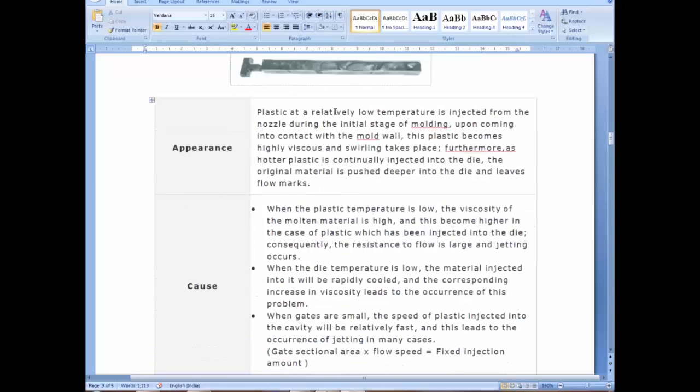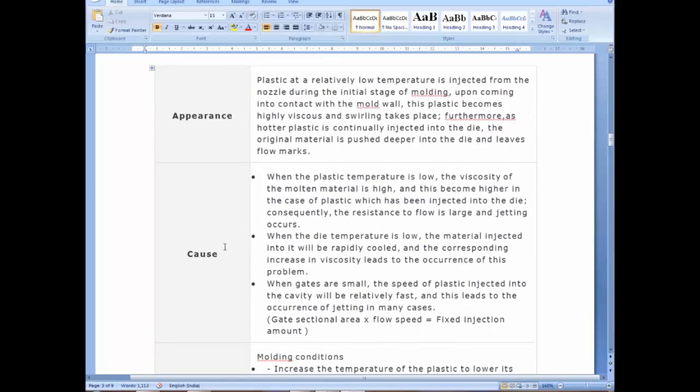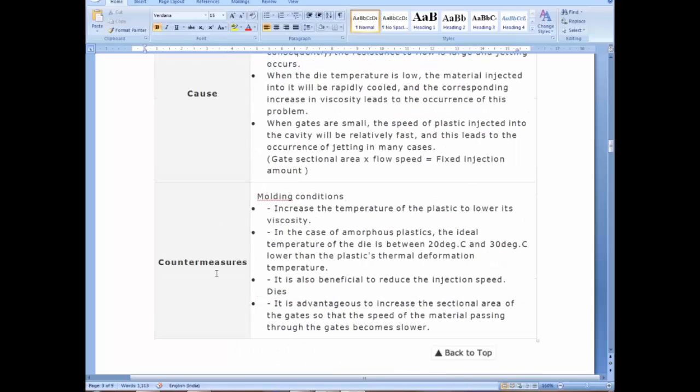You can read these things: appearance, causes, and countermeasures. What measures we should take to avoid these defects. Like in molding, we have to adopt increasing the temperature of the plastic to lower its viscosity. When we increase the temperature, the viscosity will automatically decrease and the fluidity of the plastic will automatically increase.